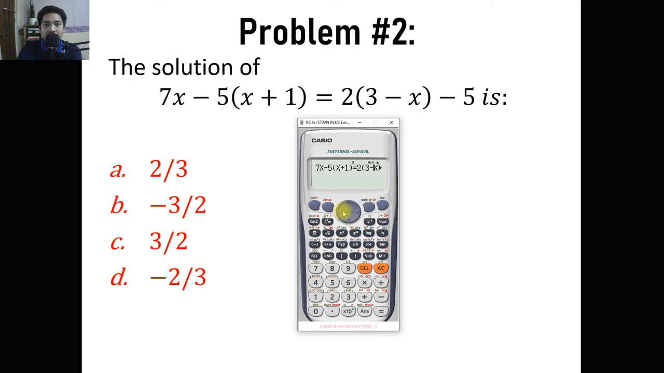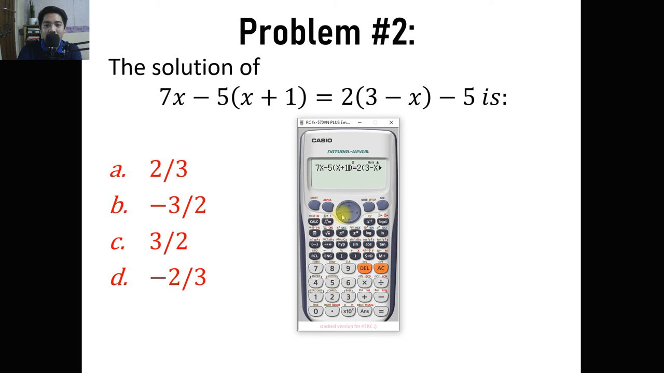We can also use shift solve for a second degree equation, but take note that if you have x squared plus 2x plus 1, it has two roots. If we use shift solve, the calculator will only give us one root. The other root we cannot find, depending on the given initial x.